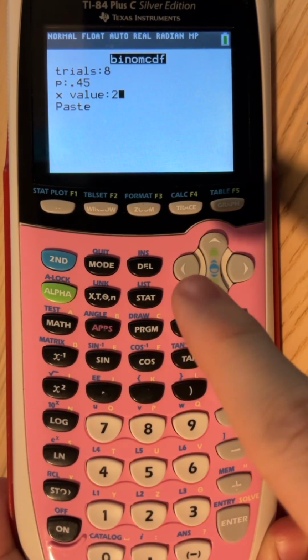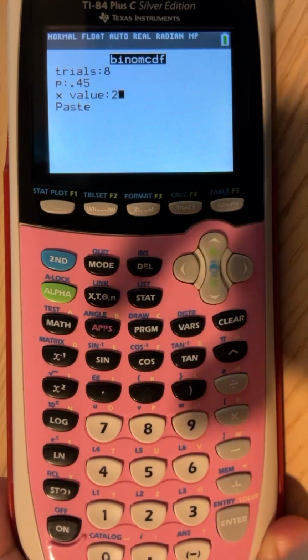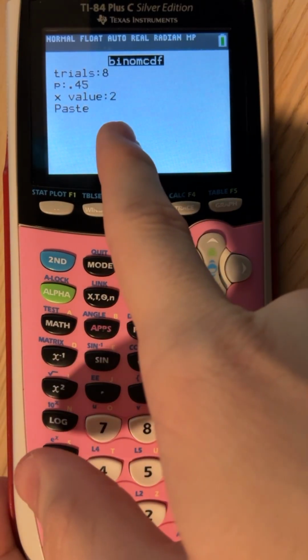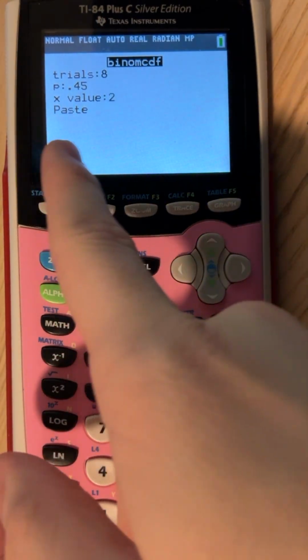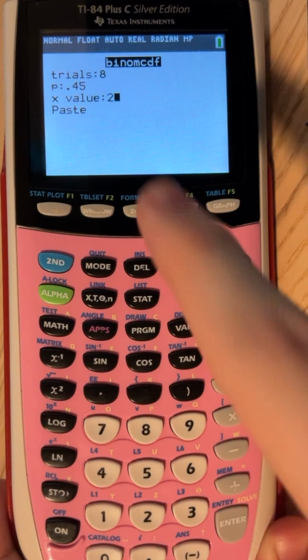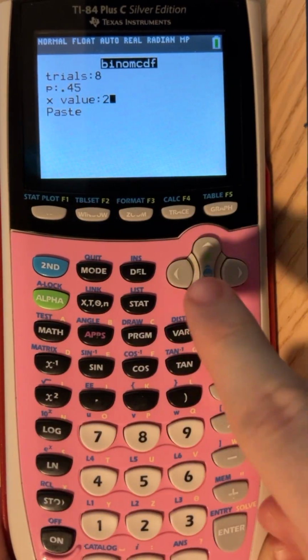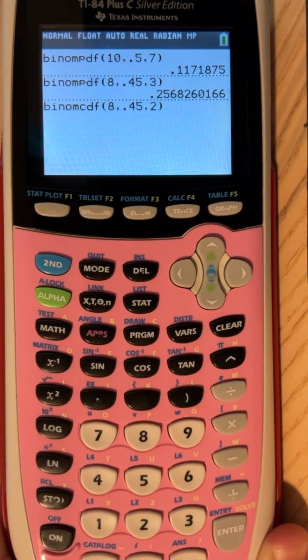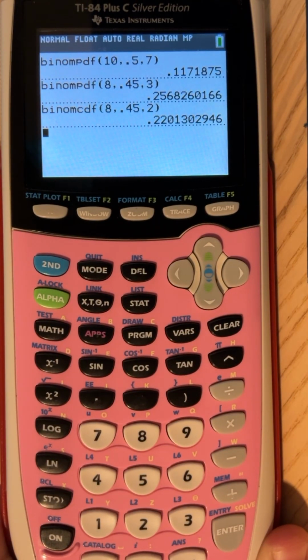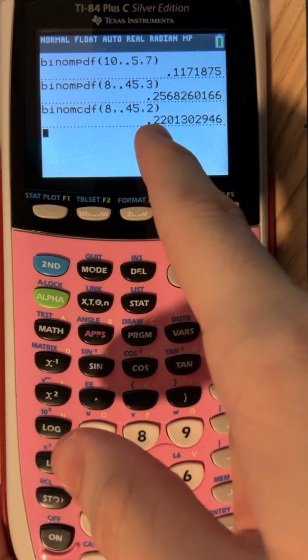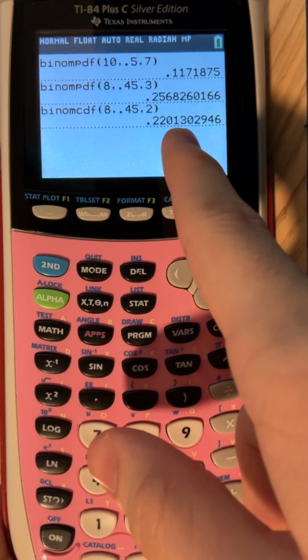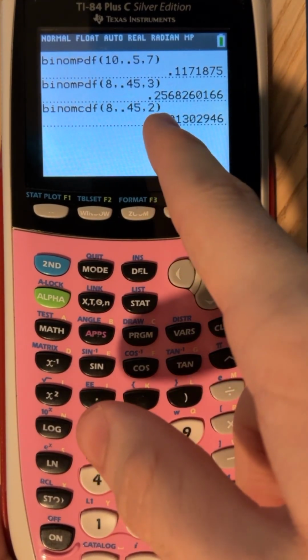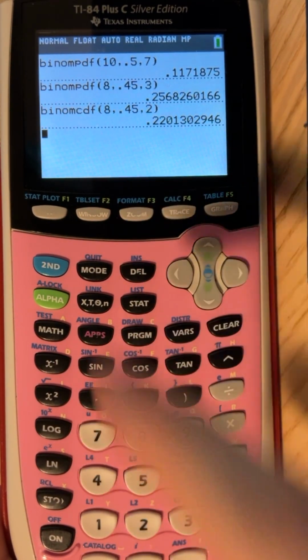So this is going to give us the probability of 0 or 1 or 2 people liking the movie out of the 8 people we ask, because it accumulates all the numbers up to this x value. Then we'll go down to paste and enter again. And wonderful, now we know 0.2201 is the probability of at most 2 people liking that movie out of the 8.